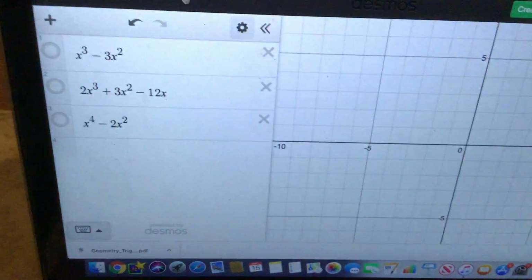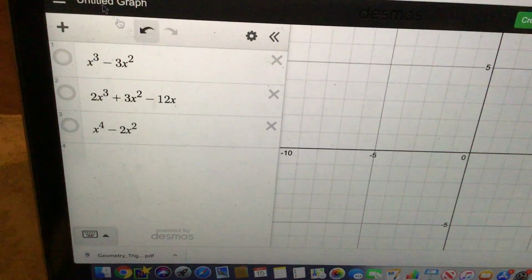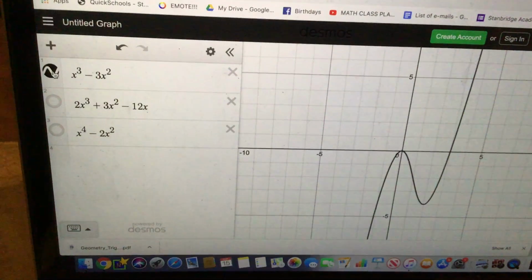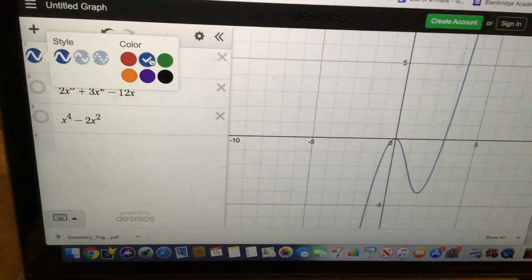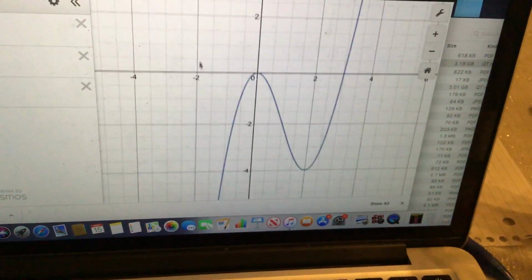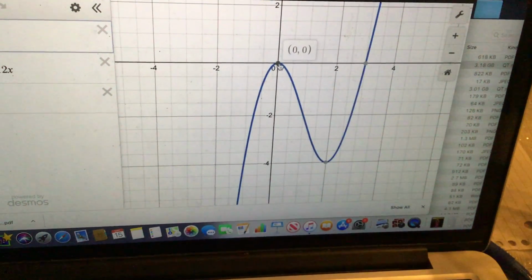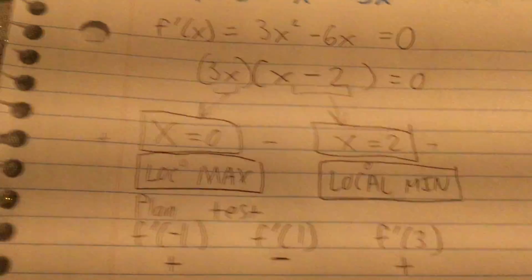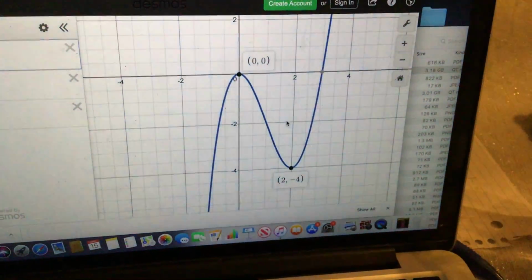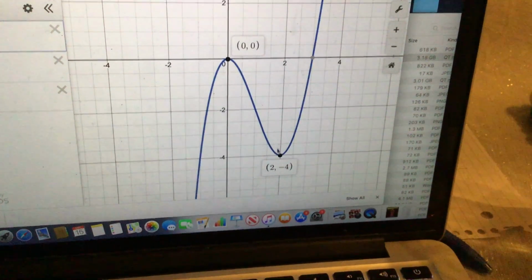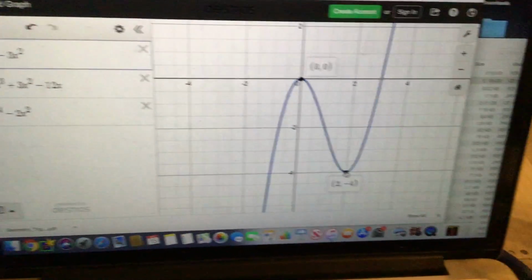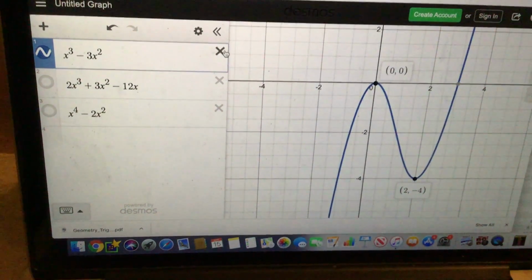Okay, let me check with the graph. So if I take a look at this, let me make it a different color other than black just to distinguish it. Let's go with blue. There we go. So remember that our critical points are located at x equals 0 and x equals 2, like our work indicated. X equals 0 is a local max. X equals 2 is a local min. We have checked our work. I love calculus. It's poetry.